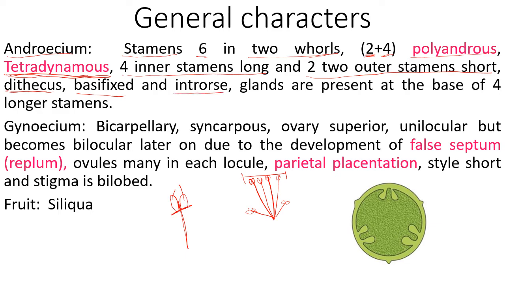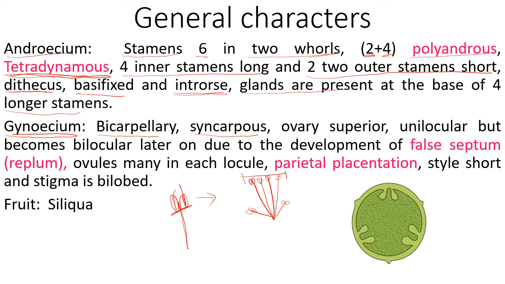They are introrse, meaning the line of dehiscence is facing towards the inner side of the flower; that condition is called the introrse condition. The glands are present at the base of the 4 longer stamens. Then the gynoecium, the member is carpel, and it is bicarpellary.